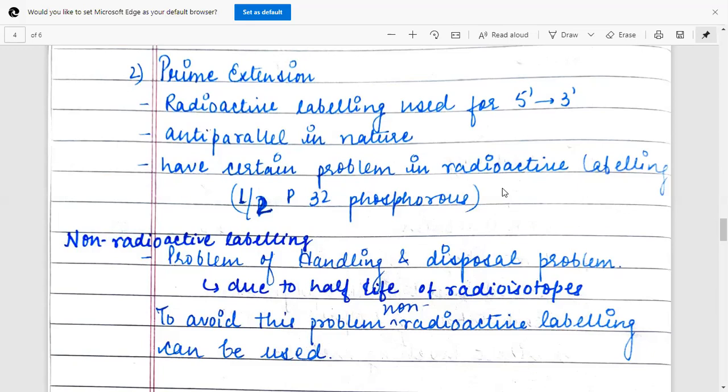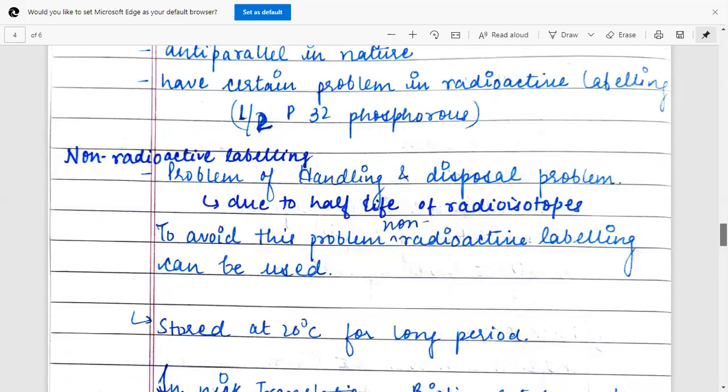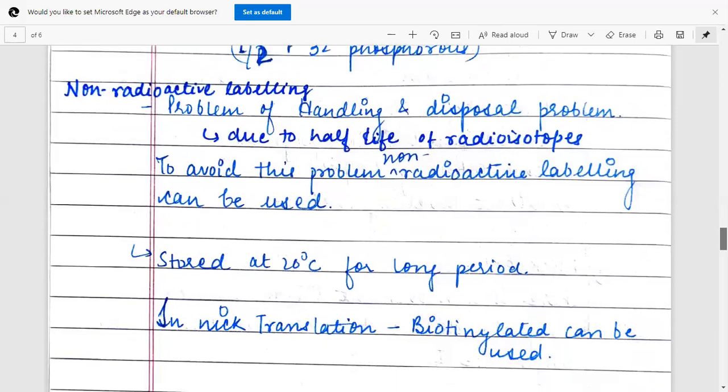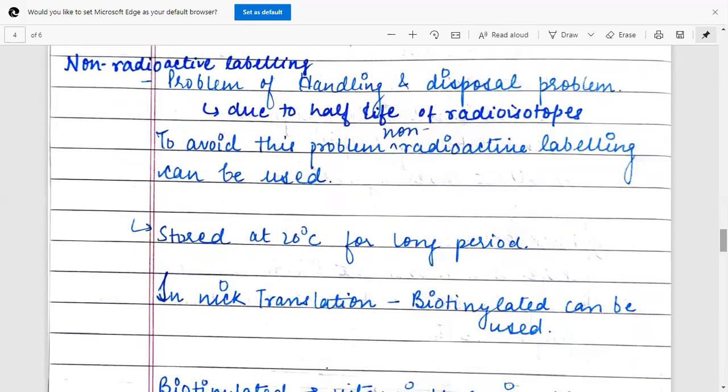So in that way, this radioactive labeling is creating certain problems. Even though to resolve this, we can use S35 also, but the problem remains there. So we can also use non-radioactive labeling. The problem of disposal, as it was in radioactive labeling, gets resolved, and the half-life problem is also going to be resolved.